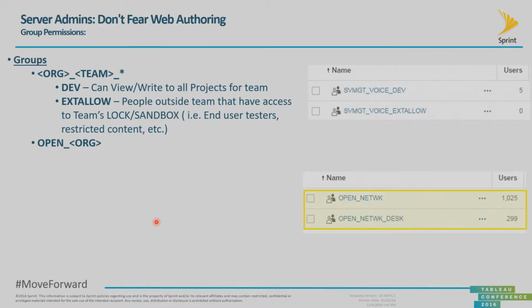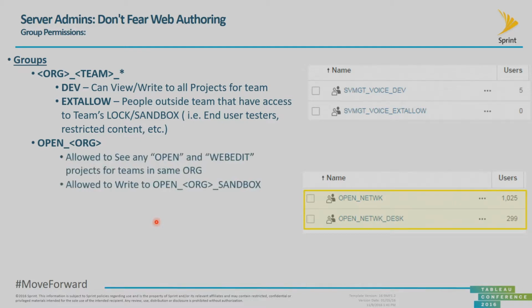And then we have open org. Just like we have an open network sandbox, we also have open network. And the reason why is we don't use the all users group, if you guys are familiar with that, for any of our permissions. We basically have thrown that out. Each organization gets its own kind of all users group. So anyone that's in that group can see any open and any web edit folder for that organization. And they're also allowed to write to open network sandbox.